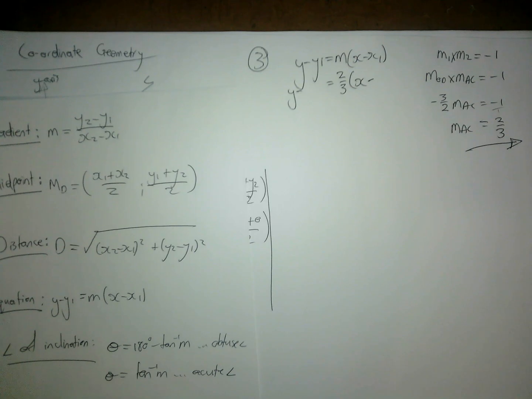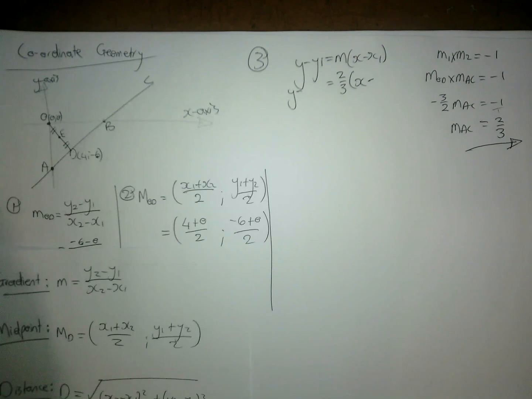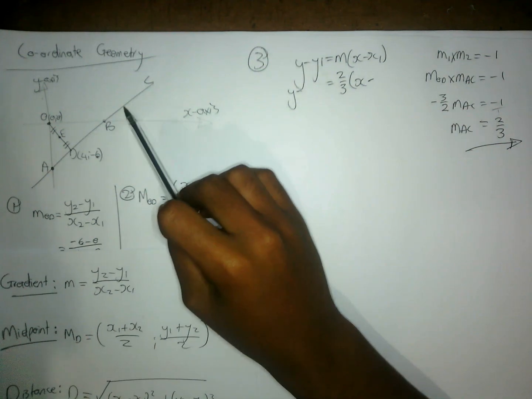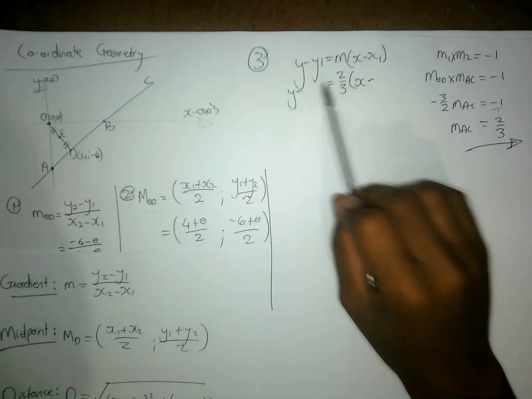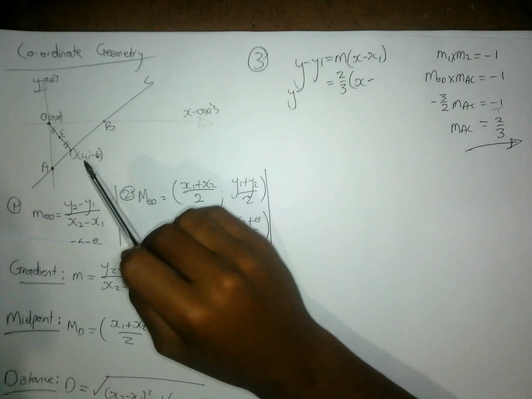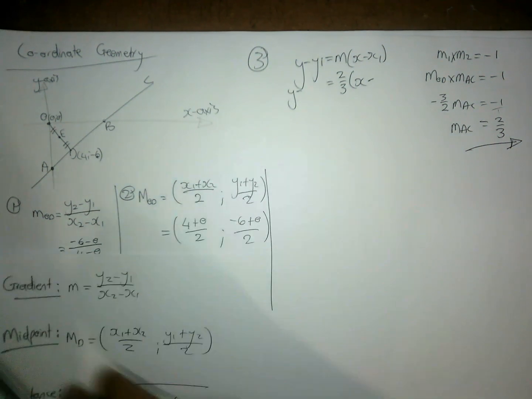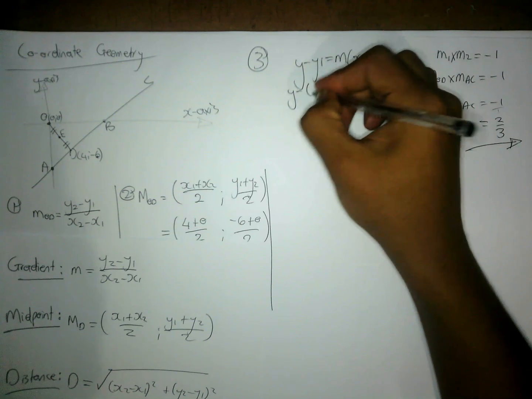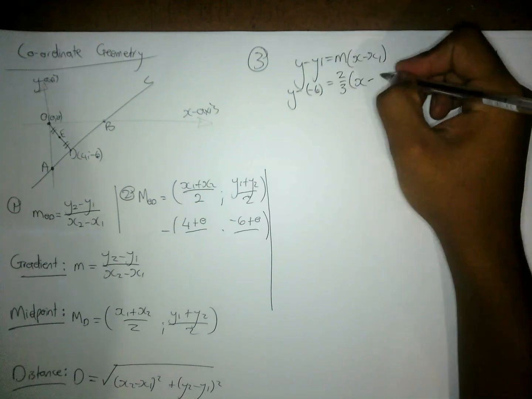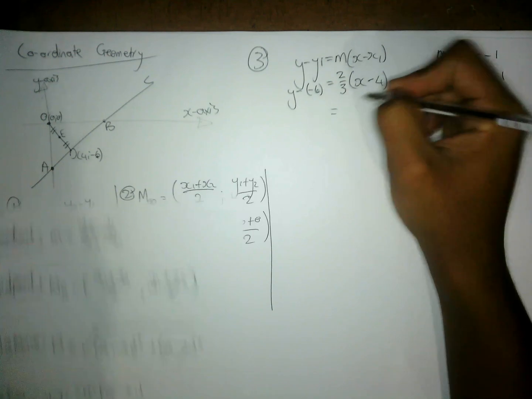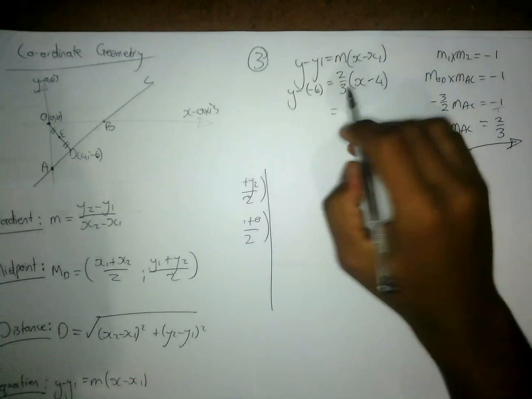So we can use any coordinate that is on this line that we have, to substitute in here for our y value and our x value. And the only one we know for now is d. So we're going to use d. So the y coordinate of d is -6. We put our bracket. And then for x, we have a 4.